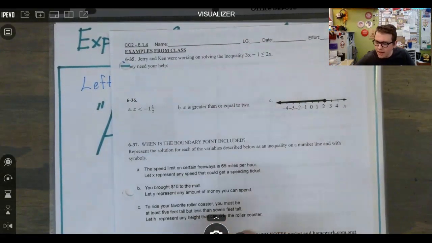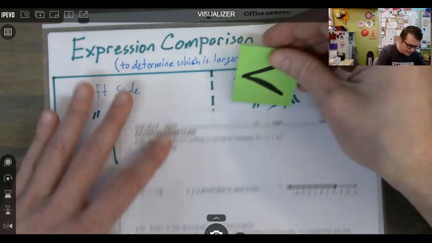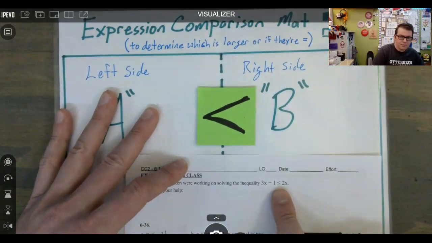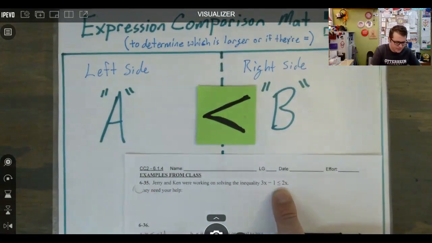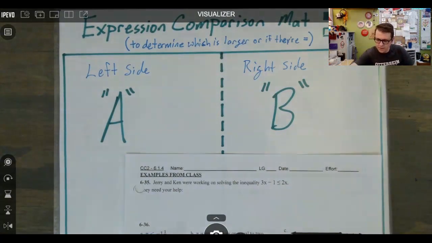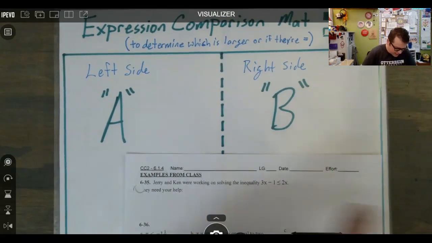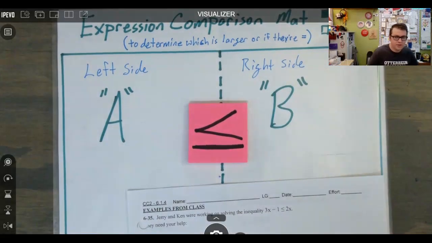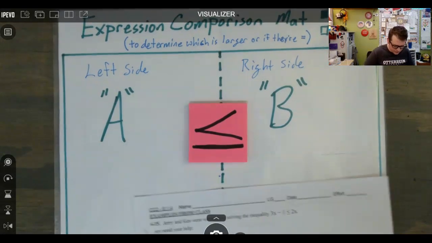So we want to get this mat out, or the one on your desk on your paper, and you want your 614 paper out, and we're going to build what Jerry and Ken have. Now, I don't quite have the right symbol yet, but I can make it. I have the less than symbol, but if you check your handout, this symbol is less than or equal to. So I'm going to create a less than or equal to symbol that also has the bar beneath it that shows us that we are allowed to be equal.